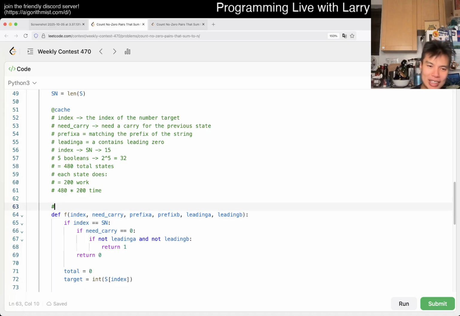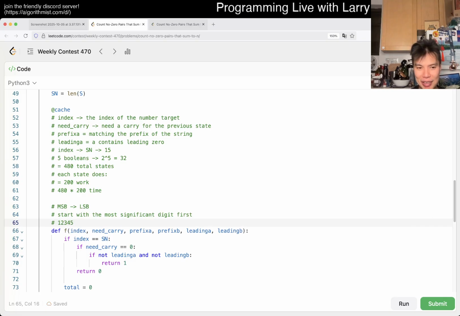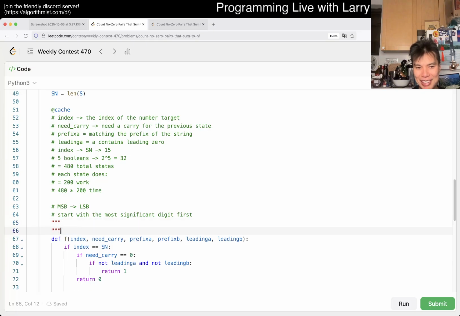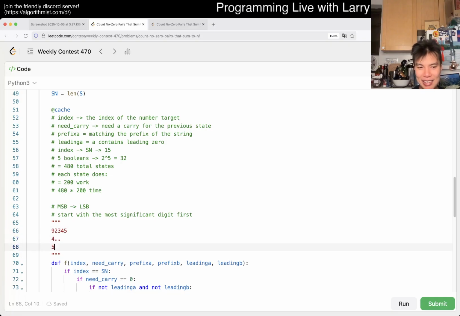So first of all, this is what I call MSB into LSB, meaning that you start with the most significant digit first. What I mean by that is that given this number, we start at the left side first, right? We go, okay, well, let's try, let's make this a 9 per second. Let's try this, dot, right?